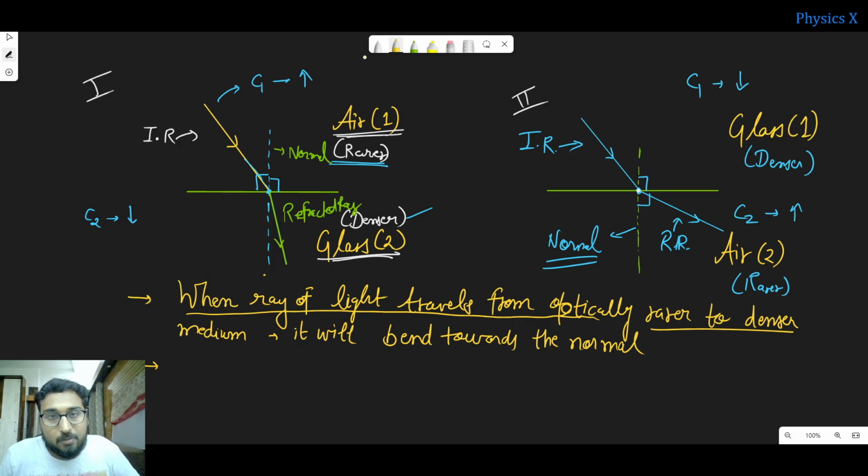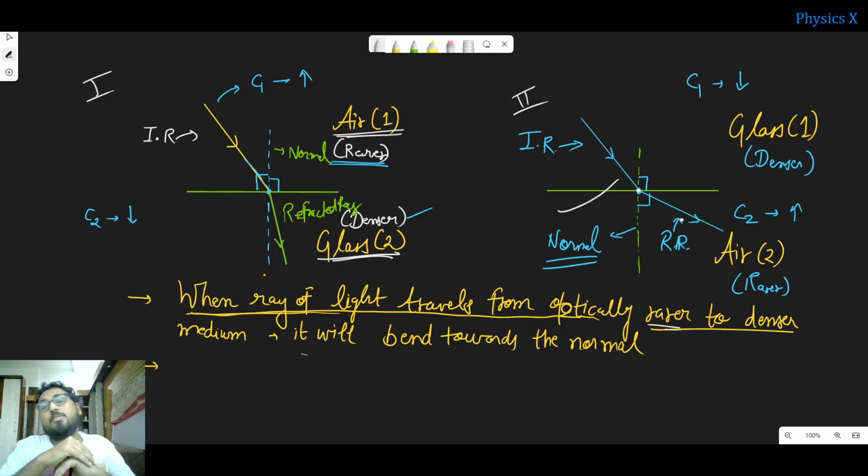Okay, so I can write that when a ray of light travels from an optically denser medium to a rarer medium, it will bend away from the normal. This is clear. And it will stick closer to the normal, closer to the incident ray, when it is traveling from a rarer to a denser medium. Okay, so this is your refraction, right?